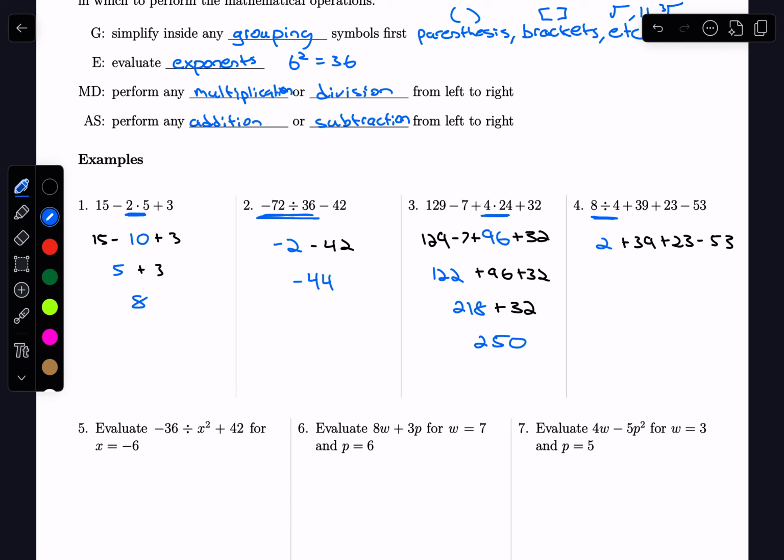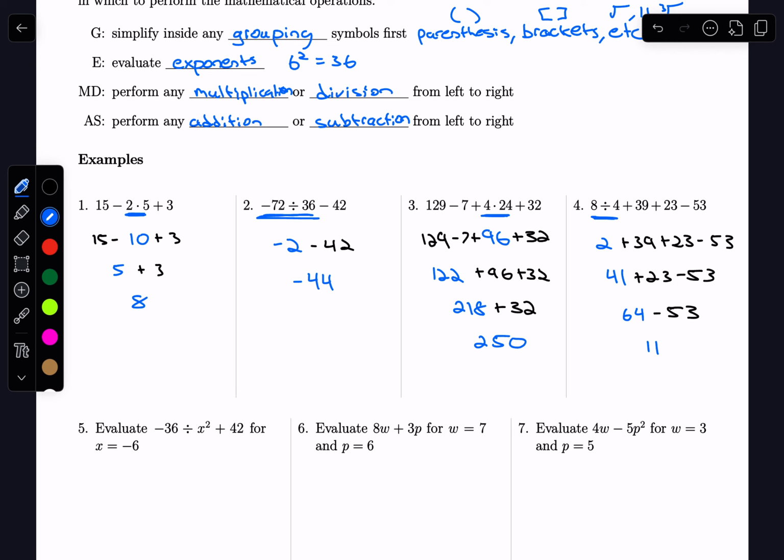So now I'm just going to work from left to right. 2 plus 39 is 41. And the rest of the problem will stay the same. Now 41 plus 23 is 64, and we still have a minus 53 there. And so now we subtract 64 minus 53 gives us 11 as our final answer.